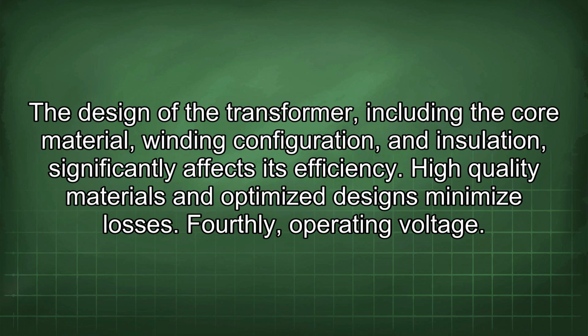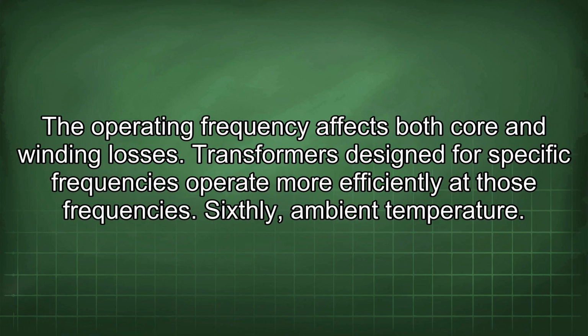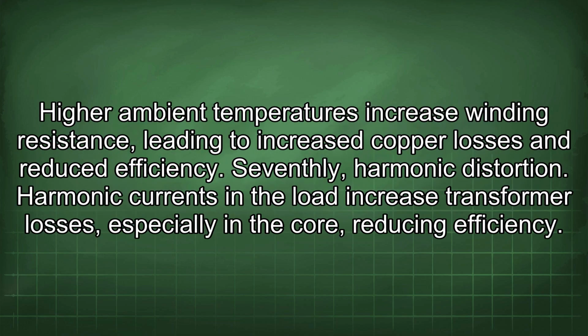Fourthly, operating voltage. The operating voltage affects the core losses. Transformers designed for higher voltages tend to have lower core losses. Fifthly, frequency. The operating frequency affects both core and winding losses. Transformers designed for specific frequencies operate more efficiently at those frequencies. Sixthly, ambient temperature. Higher ambient temperatures increase winding resistance, leading to increased copper losses and reduced efficiency.